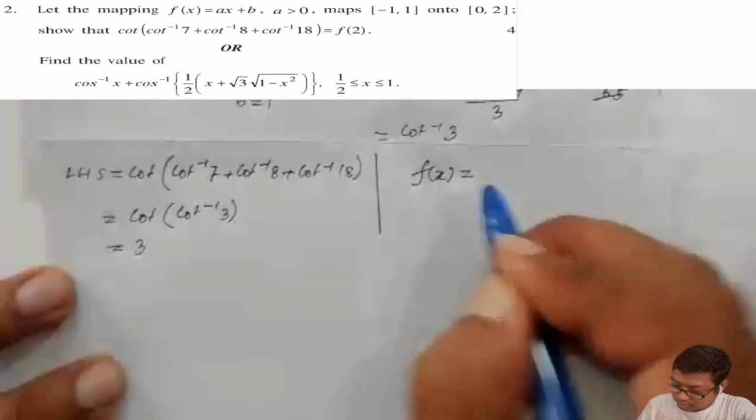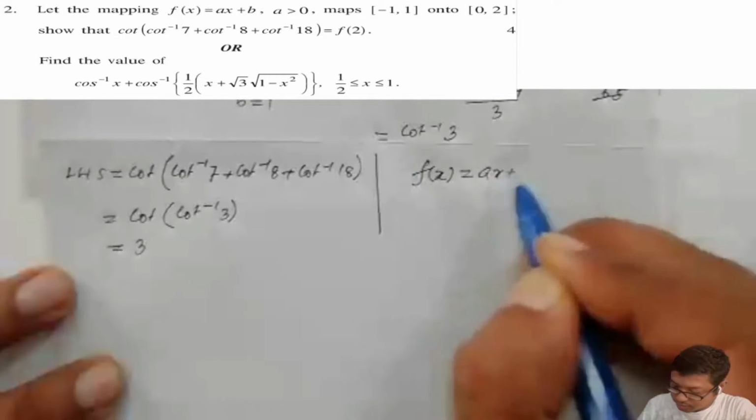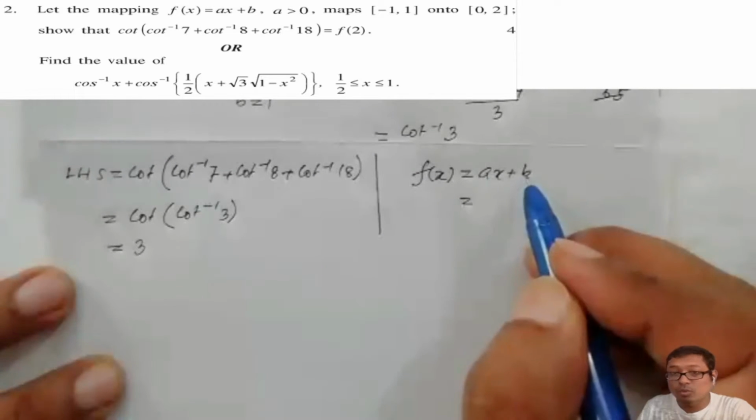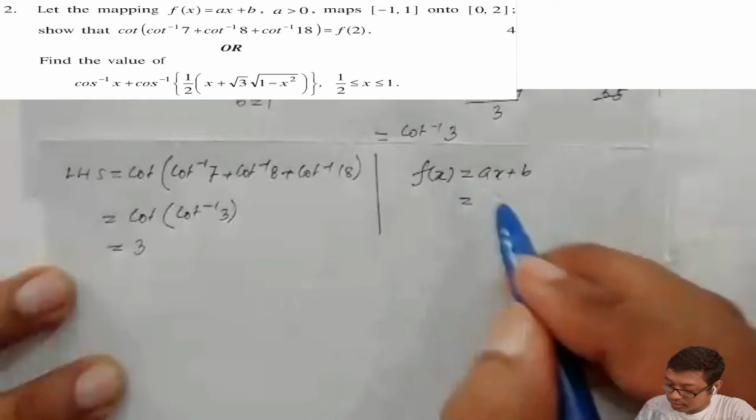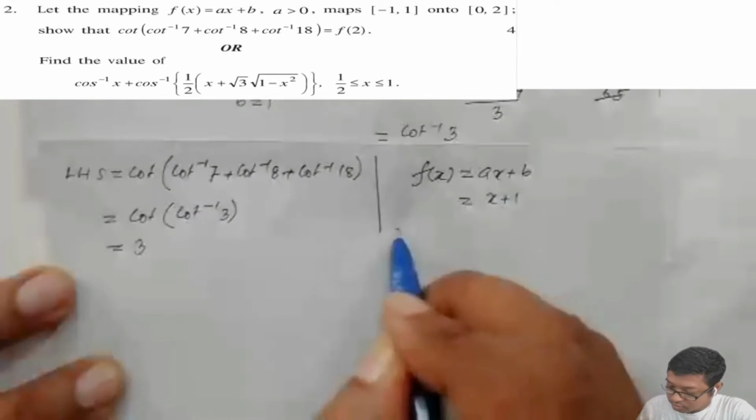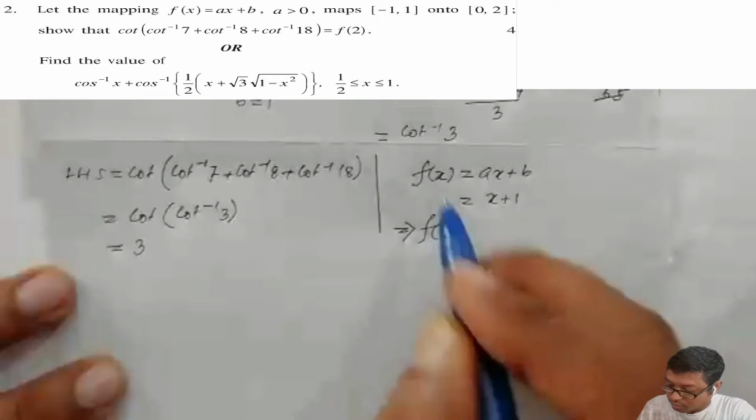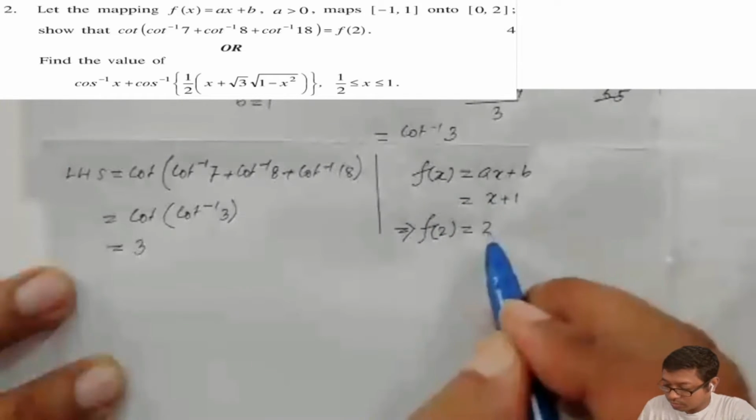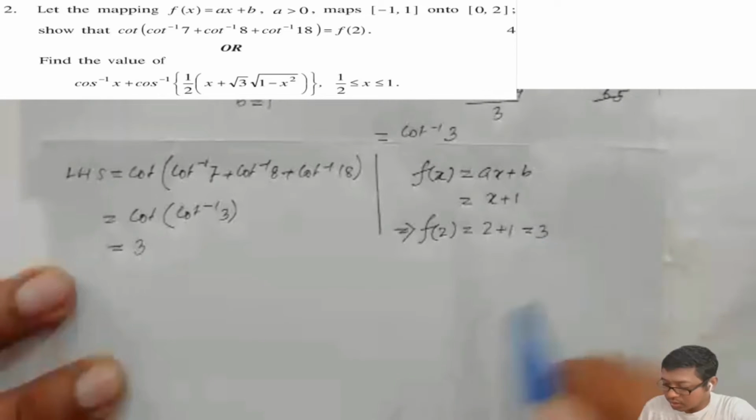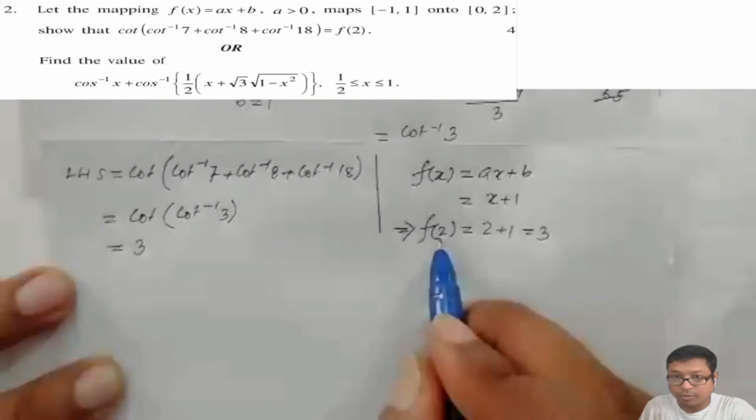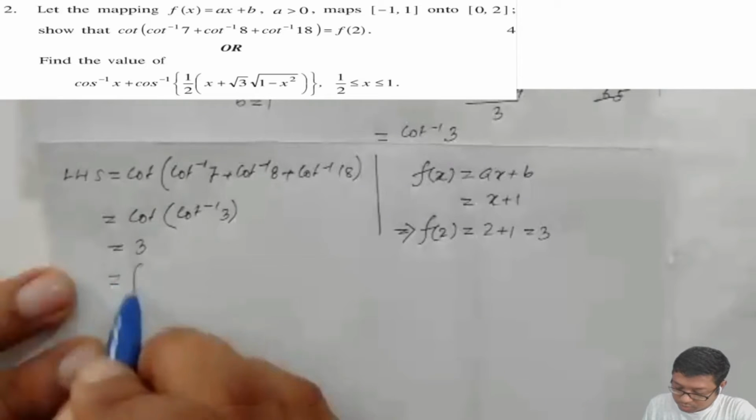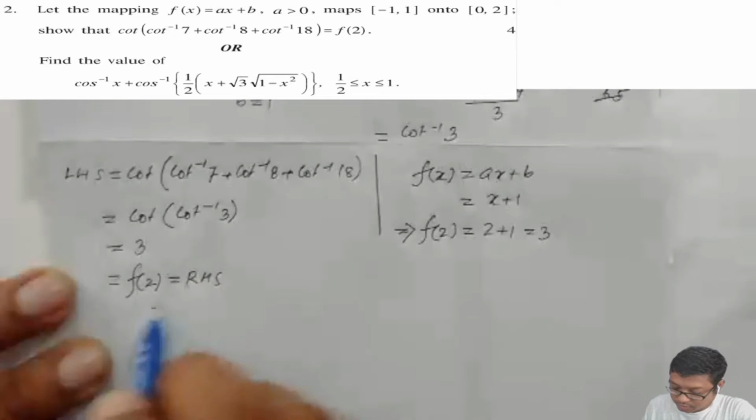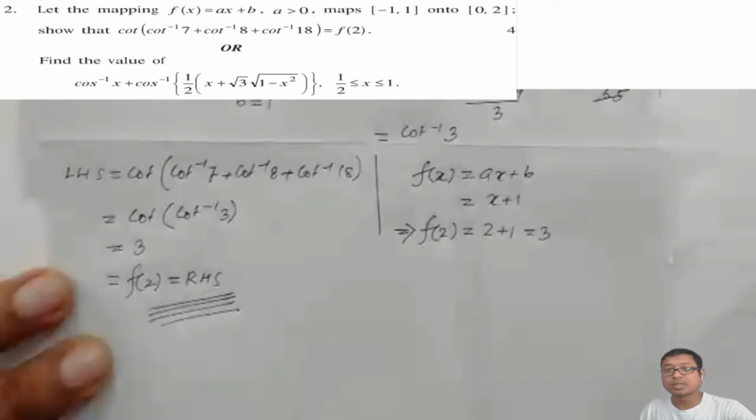f of x is equal to ax plus b, as the values of a and b are 1, so I can write f of x as x plus 1. So if I put the value of x to be 2 here, then this is 2 plus 1, so it is 3. That means in place of 3 I can write f of 2. So this is equal to f of 2, and this is equal to the right hand side. Okay, and this is our answer.